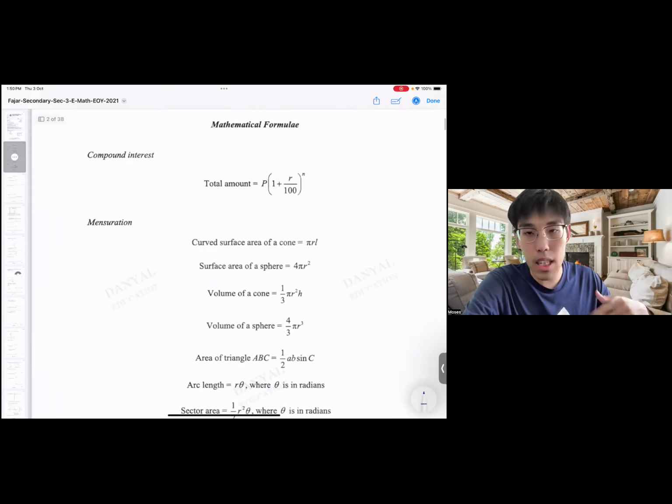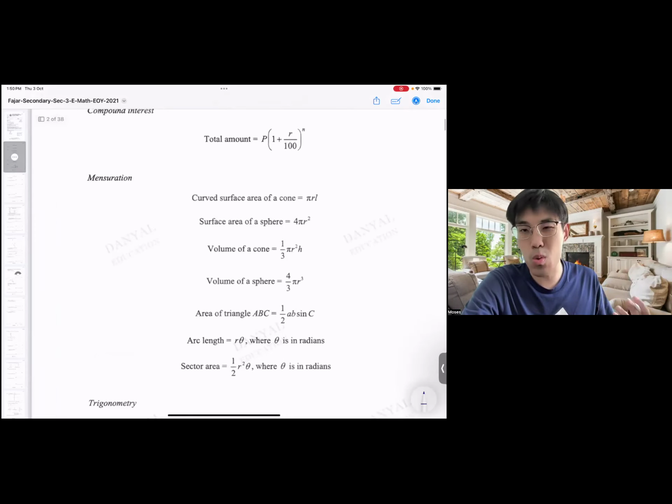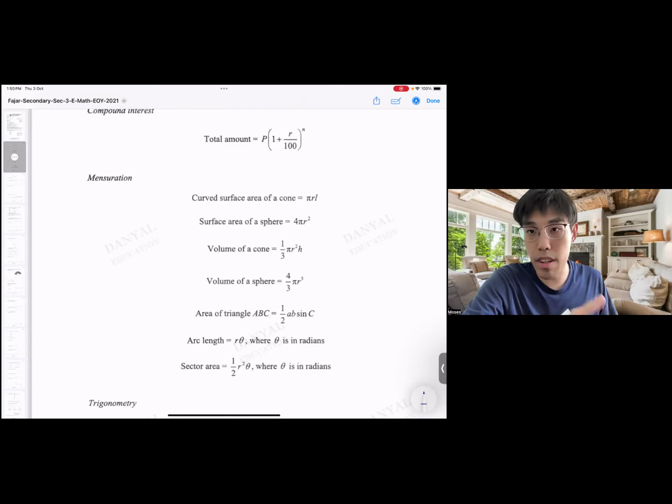Formula sheet wise, I'll still leave it here. Some of the things here, technically you do not need to refer to anymore, but it is good to know that these formulas are there. So make sure you are familiarized with these formulas.